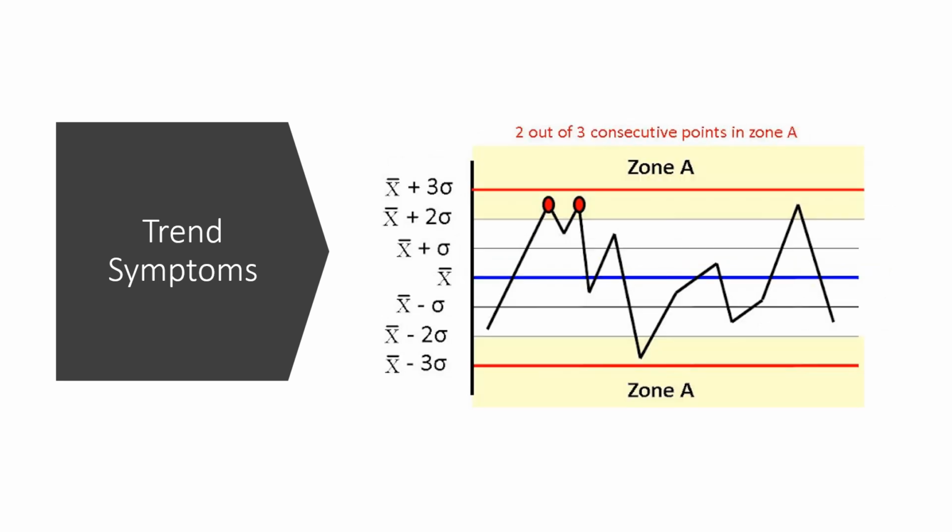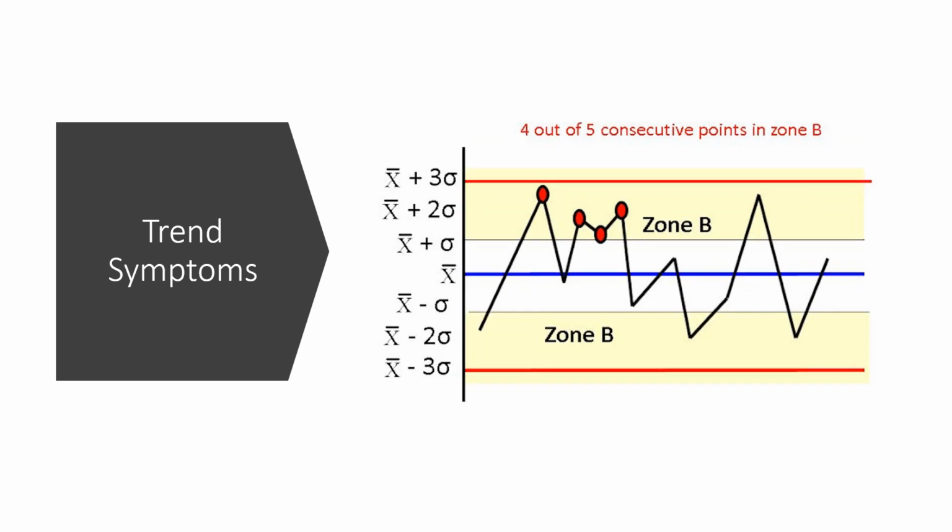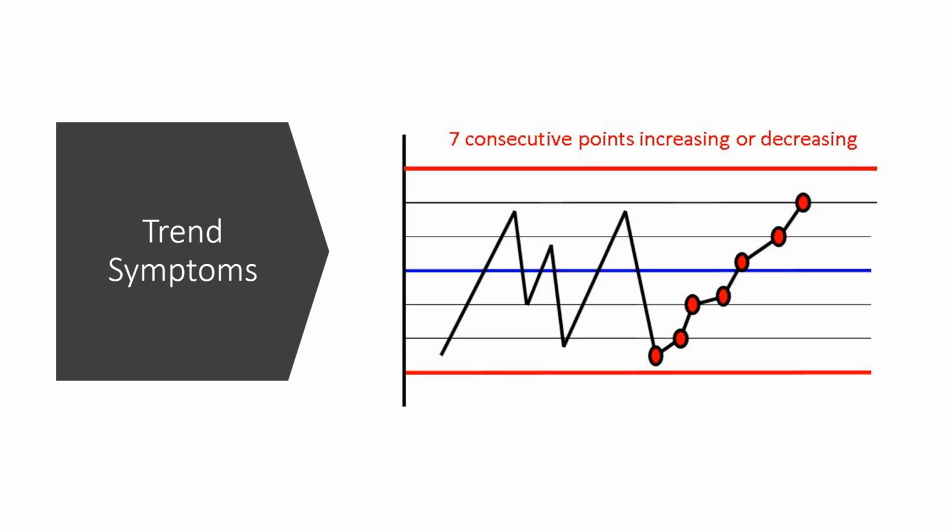We define zone A as the area 2 sigmas beyond the center line. 2 out of 3 consecutive values in zone A indicates a trend. If the values are above the center, it is an increased trend, and below the center, decrease. Zone B is the area 1 sigma beyond the center line. 4 out of 5 consecutive values in zone B is an indication of trend. 7 consecutive points increasing or decreasing is also a significant trend.